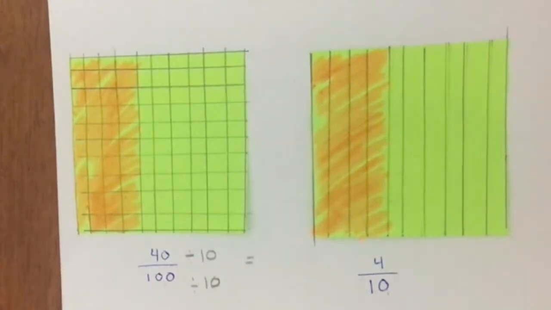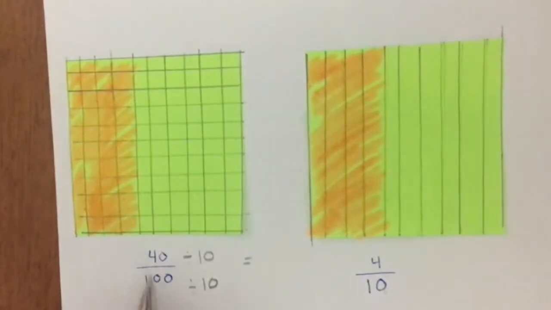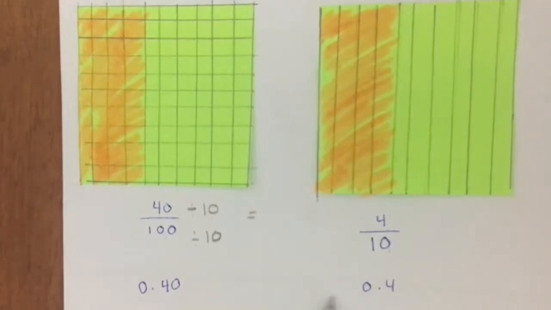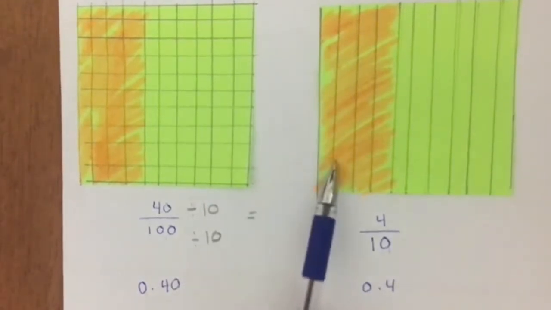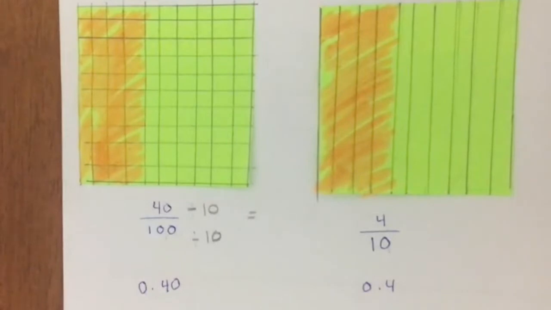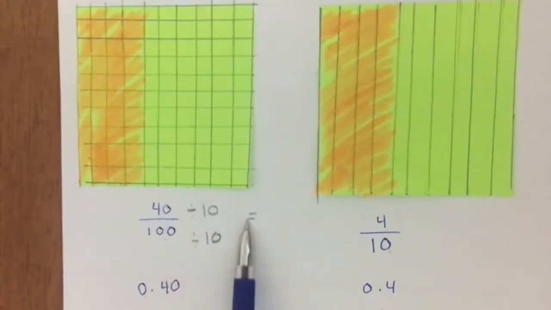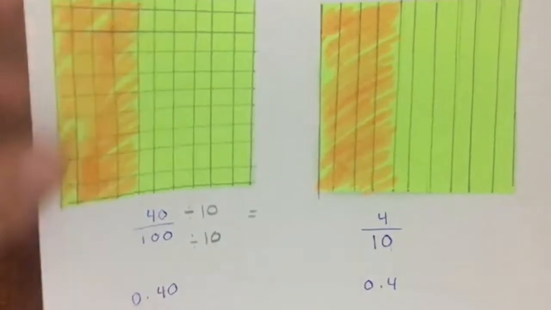Now, I need to write these two fractions as decimals. 40 out of 100 is 40 hundredths. 4 out of 10 is 4 tenths. So I also have two different decimals, but they name the same amount, so we call them equivalent decimals. The first one is hundredths, the second one is tenths. Now, how do you write hundredths as tenths? You divide by 10, right? Now, let's practice more.